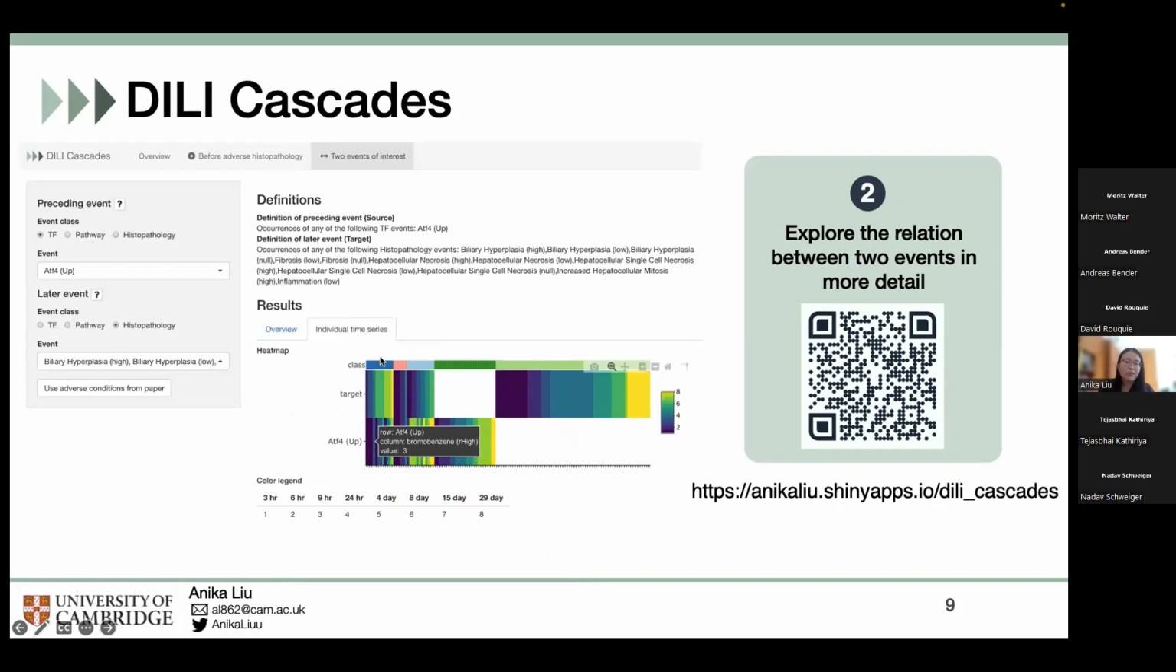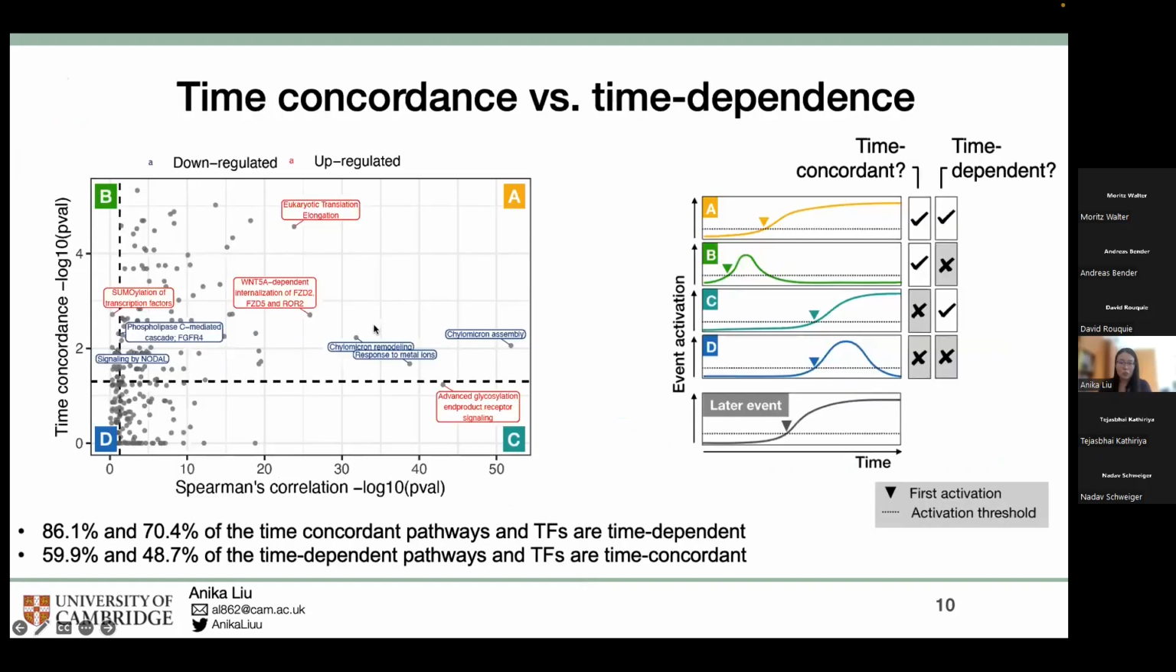And if both of them are found, it will show the temporal order in which they are found. So is the earlier one found before, after, or at the same time? Yes, so we thought that the app is quite useful to characterize the time concordance, but there might also be other sources of evidence which can help to find mechanistic events which are interpretable and useful.